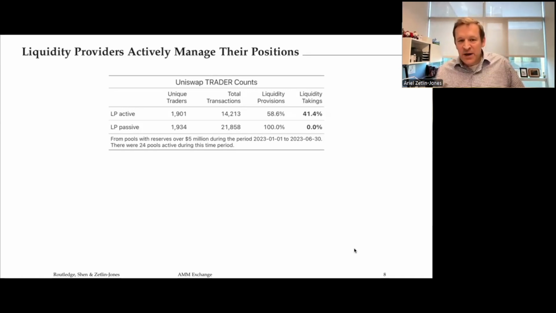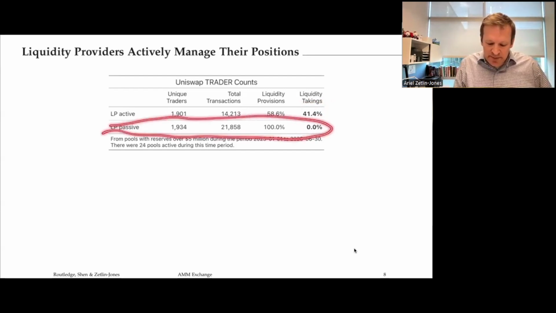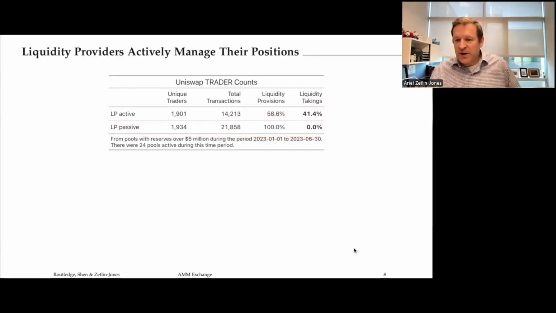Over this 6-month period, I have roughly 4,000 unique trader addresses that I classify as liquidity providers. Roughly half of them engage in some kind of liquidity taking transaction. Roughly half of them do a swap against one of their own pools. Roughly half of them do no swaps. So I'm going to classify the ones that do no swaps as passive liquidity providers.